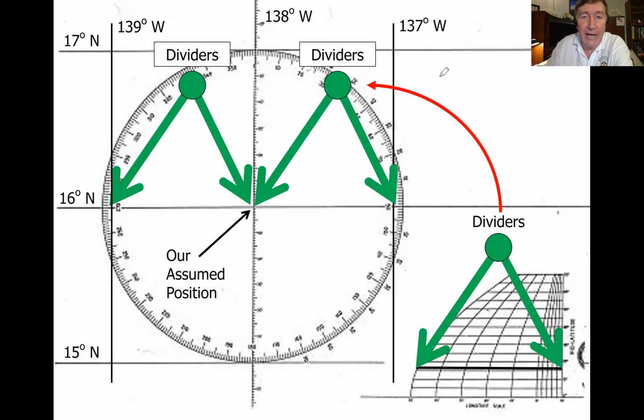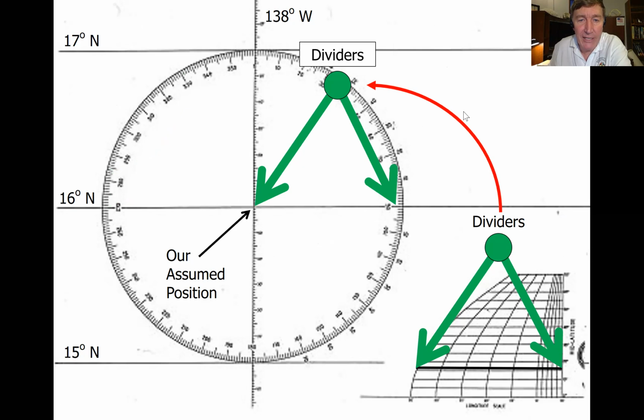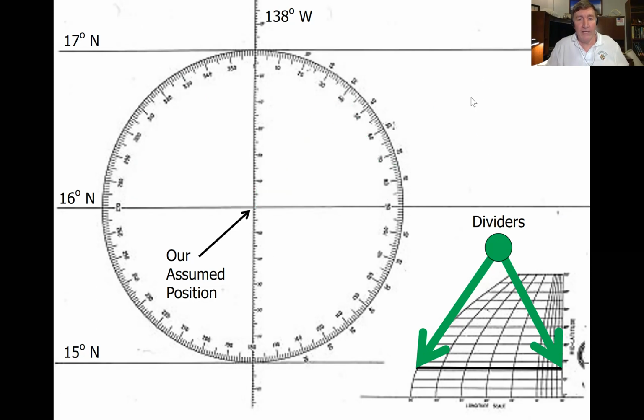Okay, because the divider tells me how far to go before I need to draw my vertical line. So if I put the left side of the divider on my assumed position... Okay, never mind. I figured it out. I got it. All right. Good.